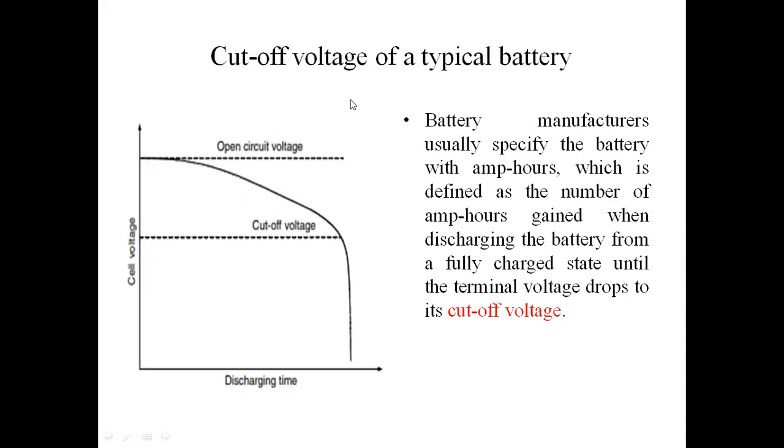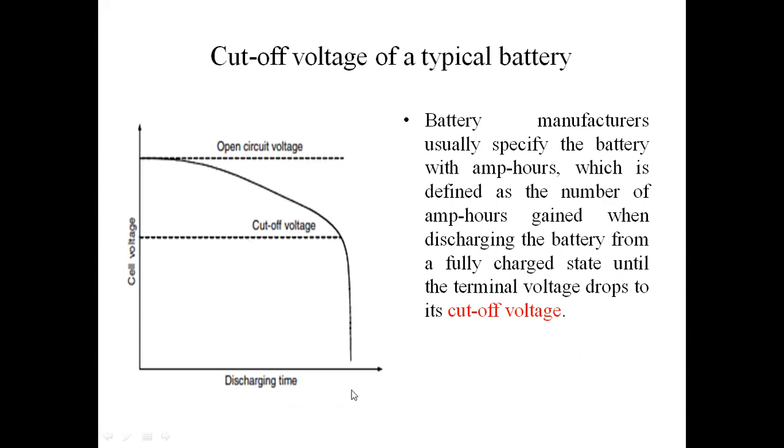Next, these are the cutoff voltage of a typical battery. This is the waveform. In this waveform, I have 2 axes. The X-axis is the discharging time, and the Y-axis is the cell voltage. Here, this dotted line is the open circuit voltage. The battery voltage maintains constant when connecting a load. This is the discharging curve.